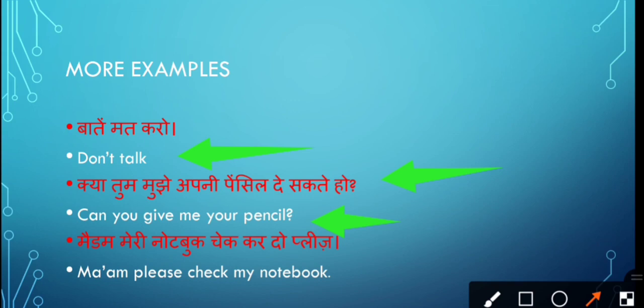Next sentence is, Madam, मेरी notebook check कर दो please. How you can say this line in English? Ma'am, please check my notebook. I hope you all understood.